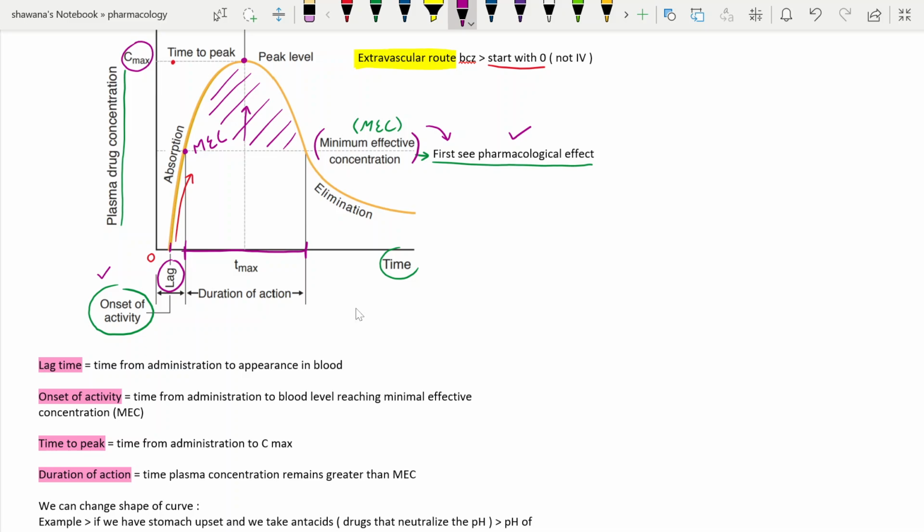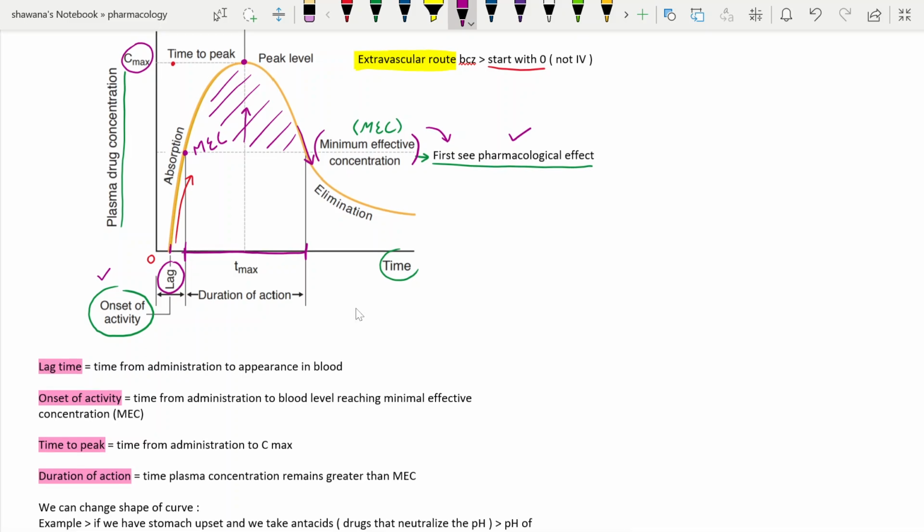After that, below the minimum effective concentration, the drug continues to be eliminated and its plasma concentration decreases with time. So let's revise. First of all, when we administer a drug orally, or by extravascular routes, it starts to appear in the blood: that is lag time. Onset of activity is when we start to see the pharmacological effects. Time to peak is when its concentration is maximum in the plasma. And duration of action is when the drug concentration in plasma is more than the minimum effective concentration. And after that, elimination occurs with time.